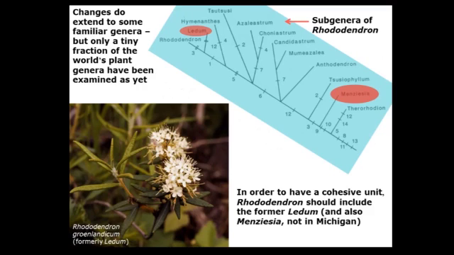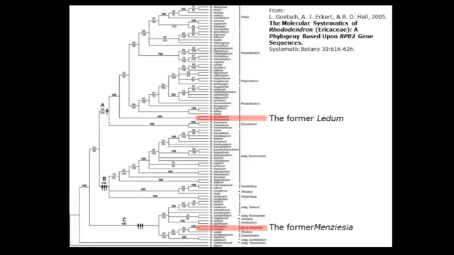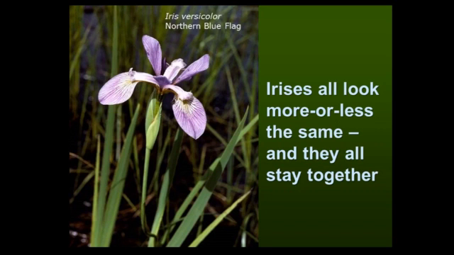Of course, unfortunately, lots and lots of genera haven't been examined yet. And sometimes the changes are kind of cool. Like there's our Ledum. And if you look at that, it's nested right in among the subgenera of rhododendrons. And sometimes we've understood this even before we looked at the molecules. So Ledum has to go. That's a good thing. I mean, Michigan now has a native rhododendron. What's bad about that? Isn't it great?